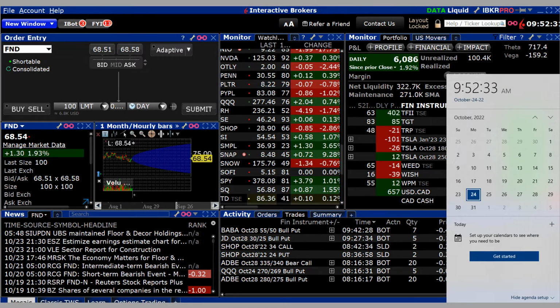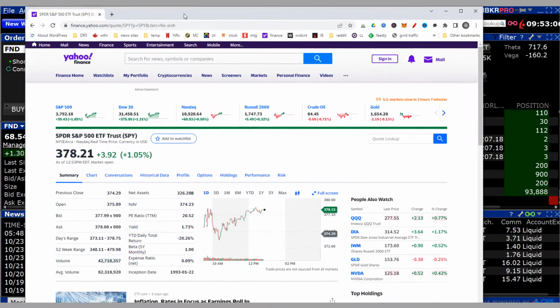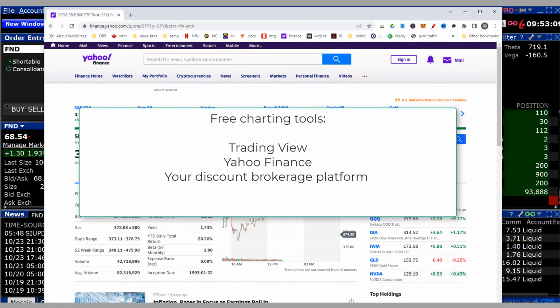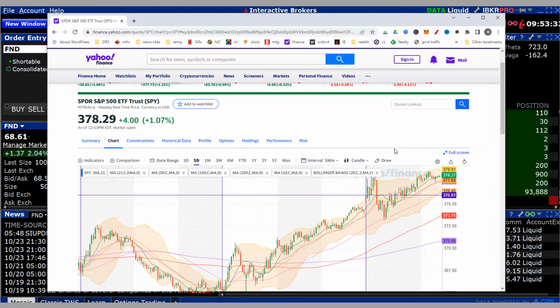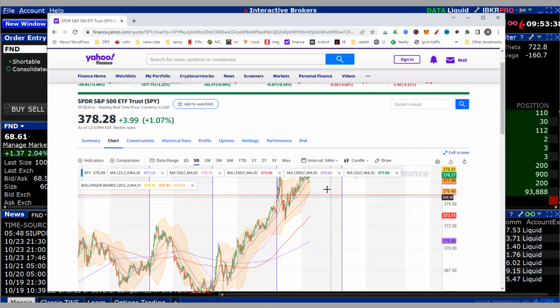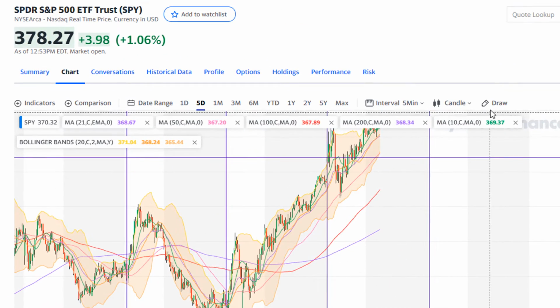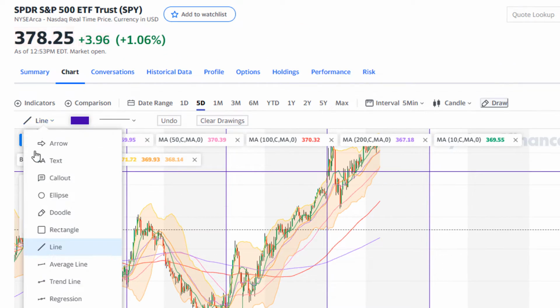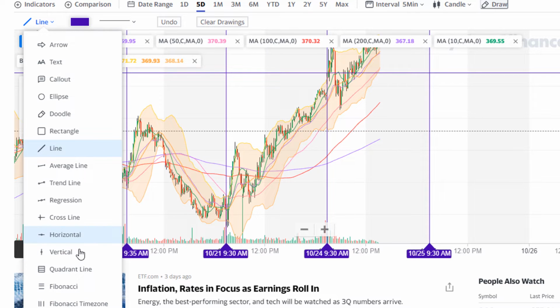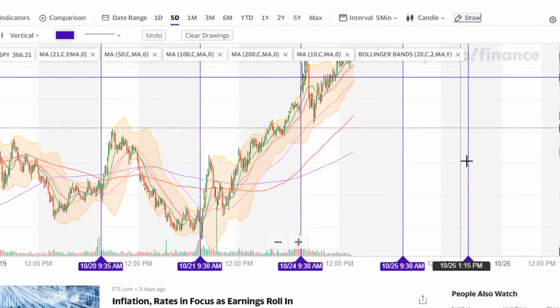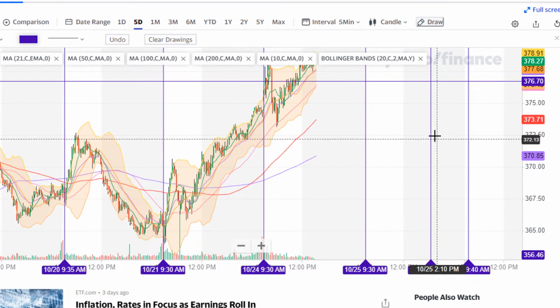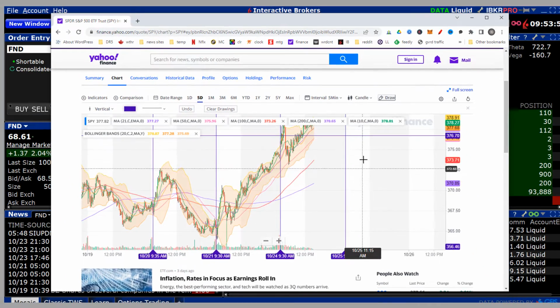I'm going to look at the ETF first, and you can use any graphing tool you like. There's TradingView, there's Yahoo Finance. You can use IB as well. What I do is go to the 5-day, and I put these vertical lines in here. As you can see in Yahoo Finance, you can just click on draw and then click here, and then you can choose like vertical or horizontal lines, and you can just click, and it just adds these lines. If you want to remove them, you just right click on them and it deletes those lines.